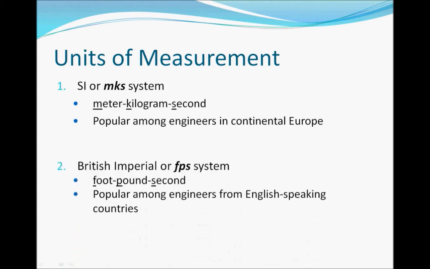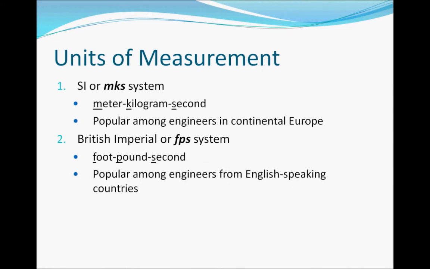The other system you need to know about is the British imperial system, also sometimes called the American system, and its abbreviation is FPS for foot, pound, and second, which are its chosen measurements for distance, mass, and time, respectively. This system tends to be most popular in any country that used to be part of the British Empire. That includes the United States, Canada, the United Kingdom, and many other English-speaking nations, although most, aside from the United States, tend to be shifting more and more towards the SI.